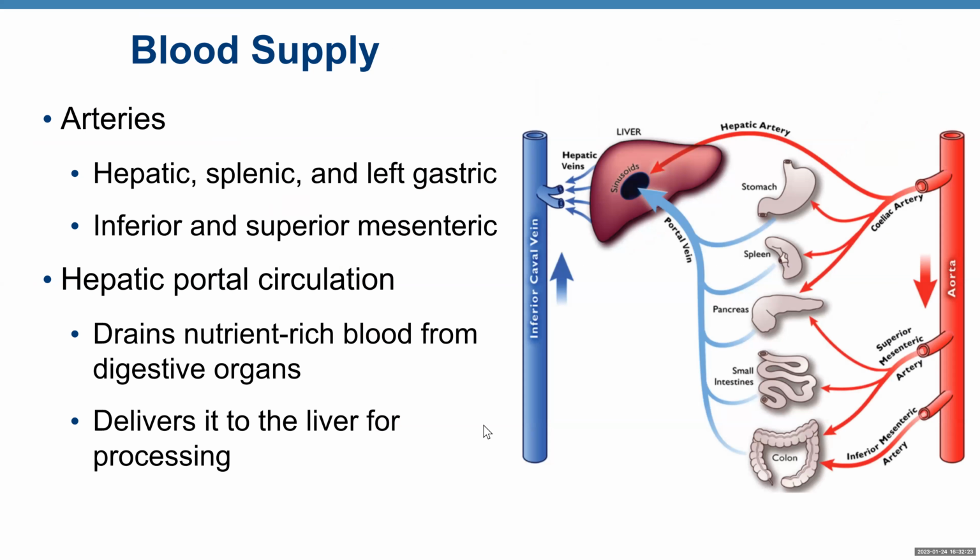Blood supply of the digestive organs includes arteries: hepatic, splenic, left gastric, and inferior and superior mesenteric. So here's our aorta, and from the aorta we have a small branch called the celiac trunk. From the celiac trunk, we have branches that go to the liver, the hepatic artery, to the stomach, the gastric artery, to the spleen, the splenic artery, and to the pancreas, right?